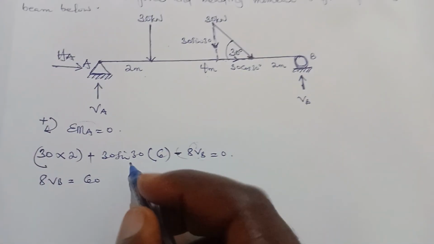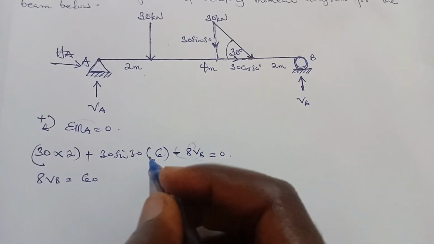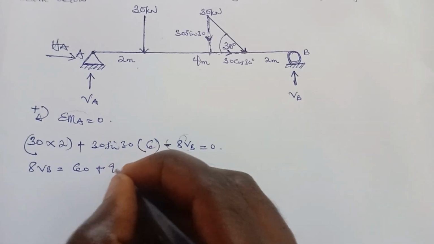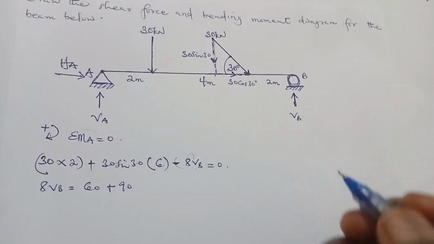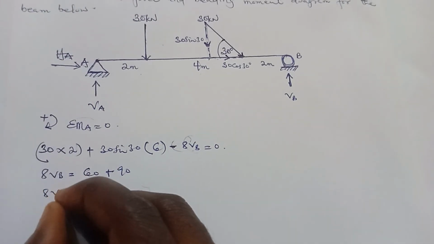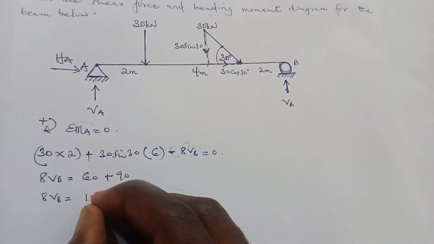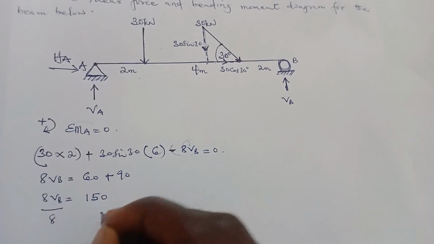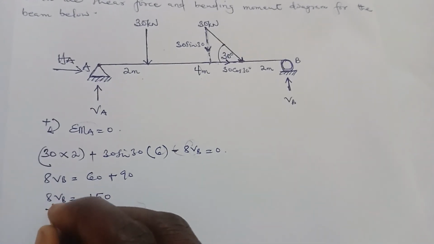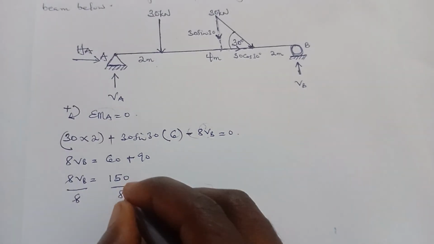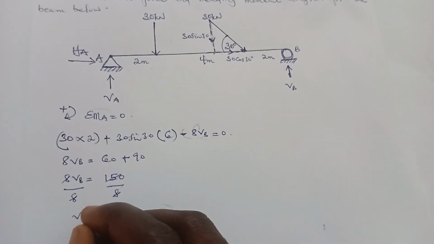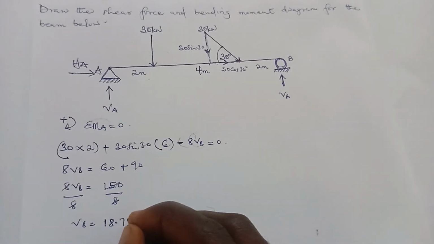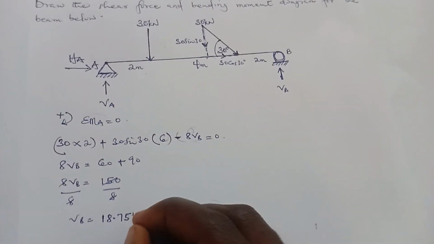30 sine 30 is going to give us 15. So 15 times 6 is going to give us 90, so plus 90. So 8 VB is equal to 150. Then we divide through by 8, so VB is going to give us 18.75 kilonewton.